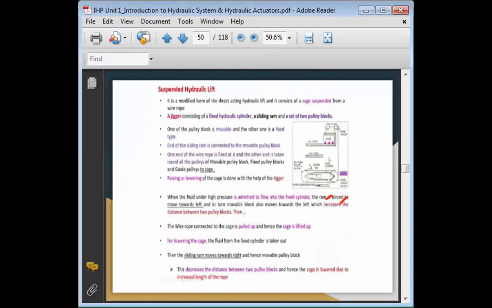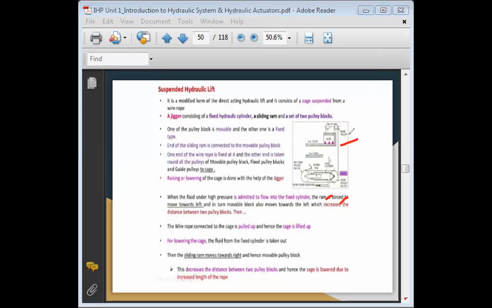You can see the suspended hydraulic lift also. This is another type of hydraulic lift. It is a modified form of the direct acting hydraulic lift, and it consists of the cage suspended from the wire rope. You can see it suspended from the wire rope here.